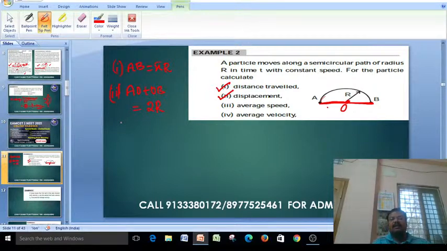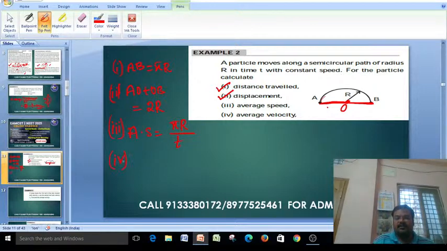So this is the displacement travelled by the particle. And average speed: average speed is equal to total distance travelled divided by total time taken. Total distance is pi r, divided by the time taken t. I am considering time t here because the particle moves with a constant speed as given.